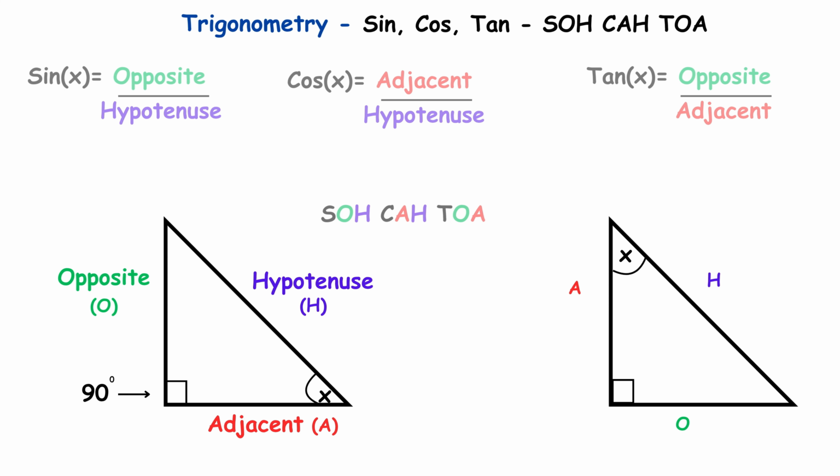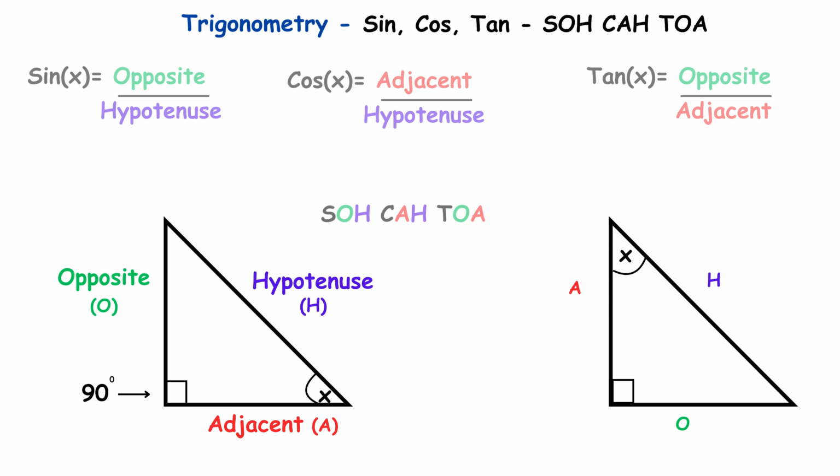Now, how we label the other two sides changes depending on which angle we're interested in finding. For example, if we were interested in finding this angle in the bottom right, which we'd label as x, then this side, which is opposite x, would be called the opposite, which we represent with the letter O, and then this side next to our x angle, or in other words adjacent to it, would be called the adjacent, so we label it with the letter A.